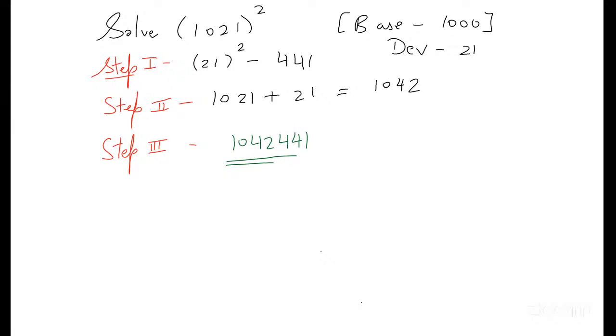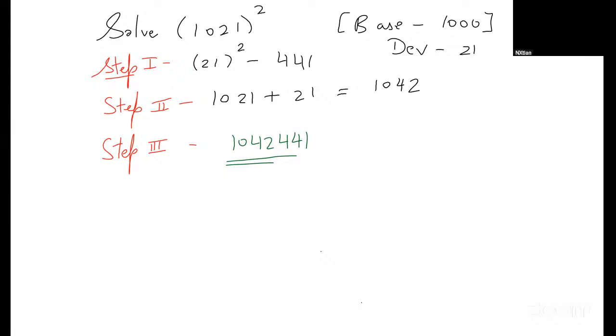Whether you have 2-digit numbers, 3-digit numbers, or 4-digit numbers, the same method we are going to apply. First you take the deviation, do the square of the deviation. It will become the right side of the answer. Then you add the deviation to the original number. It will become the left side of the answer. And then you put them together. Got it, Abraham? Yes, ma'am. Then try this question.